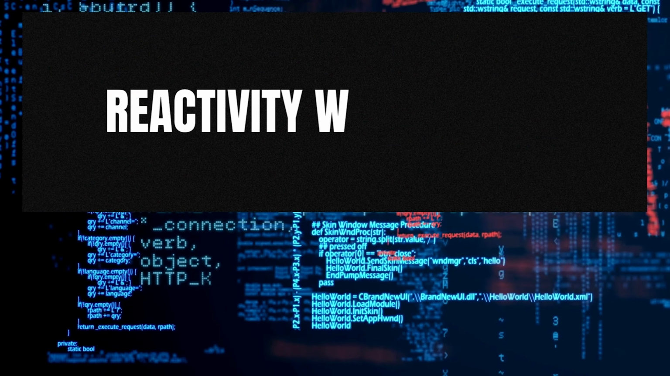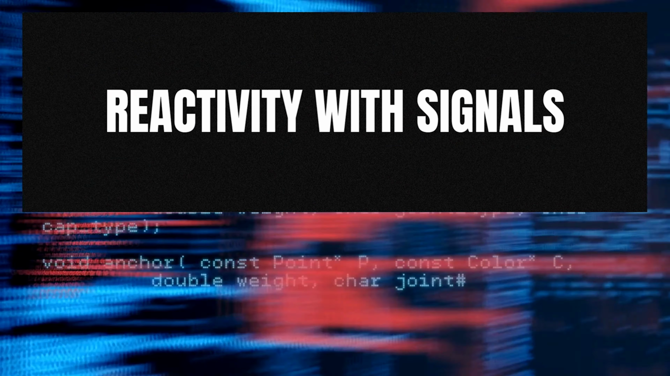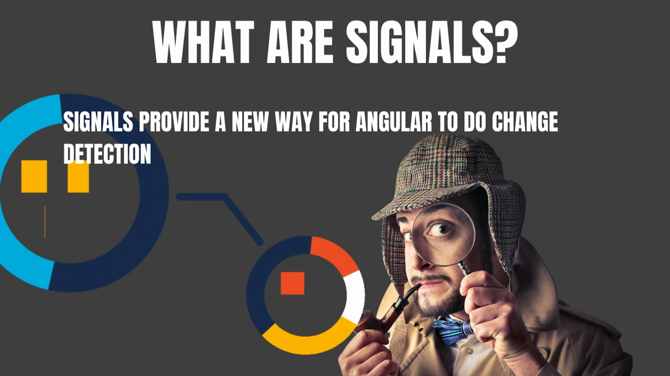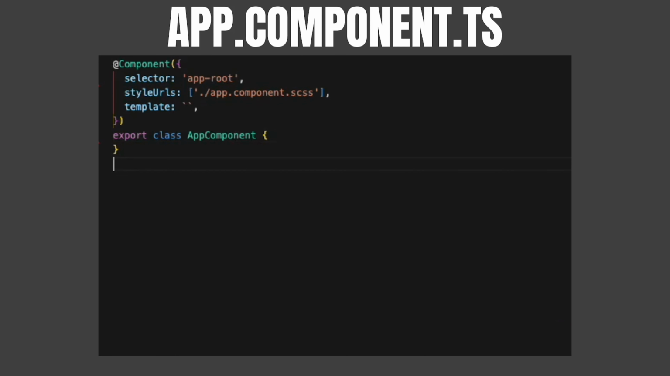Angular 16 is going to include signals. You may be wondering what signals are. Basically, signals provide us with a new way for Angular to do change detection. Let's look at an example of change detection using RxJS, and then we can go through the same example with signals. We're going to create a counter with a behavior subject set to 0.